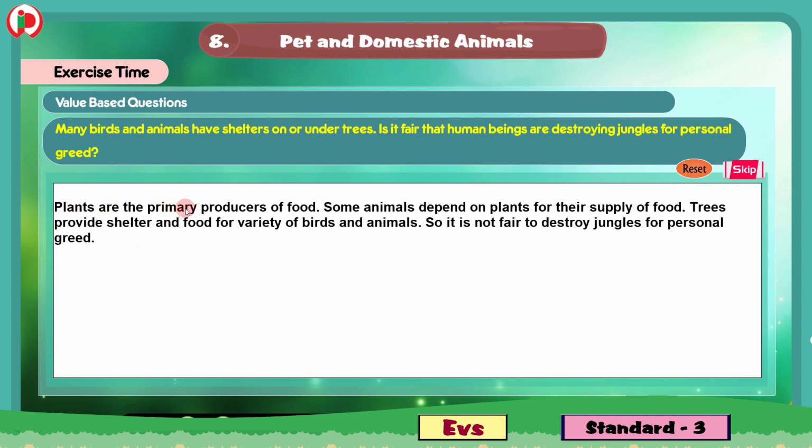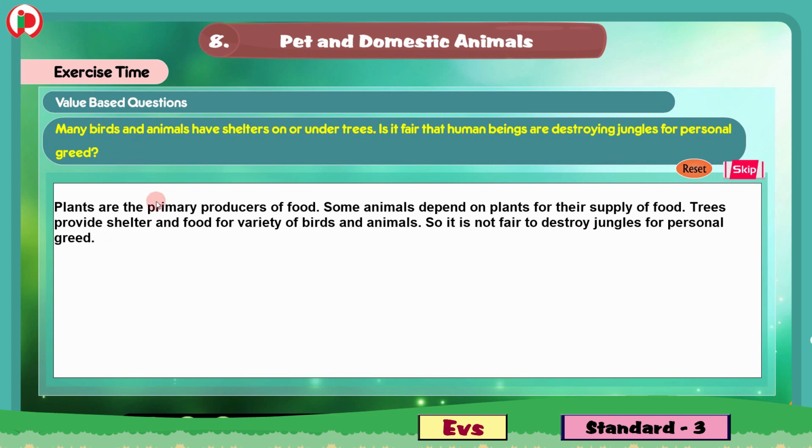Plants are the primary producers of food. Some animals depend on plants for their supply of food. Trees provide shelter and food for a variety of birds and animals. So, it is not fair to destroy jungles for personal greed.